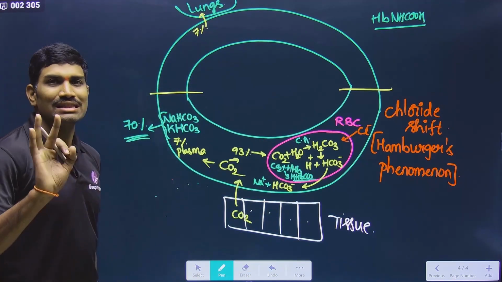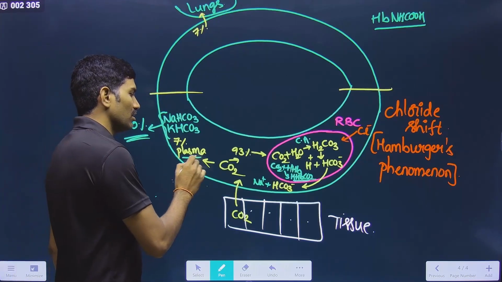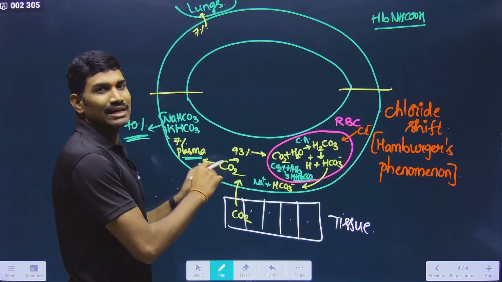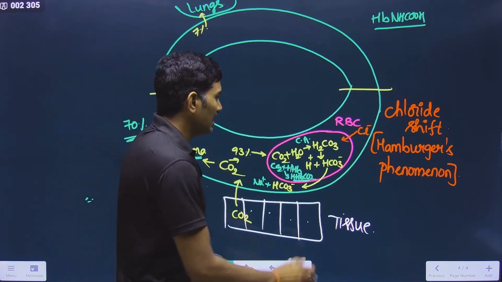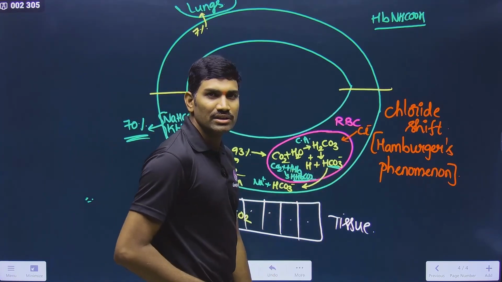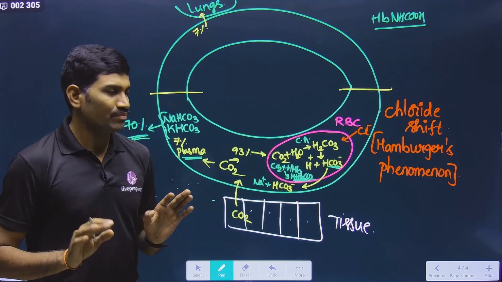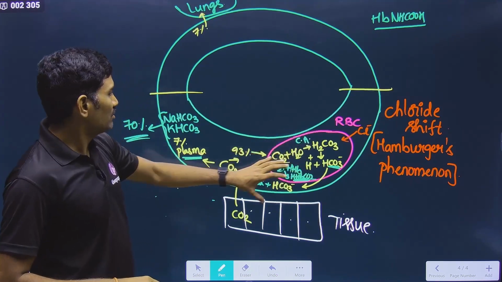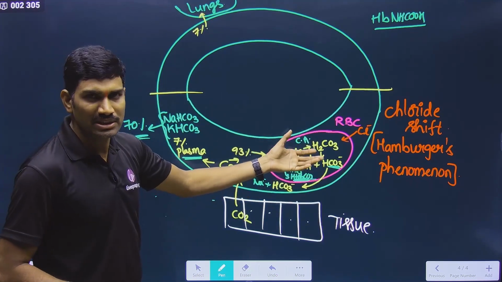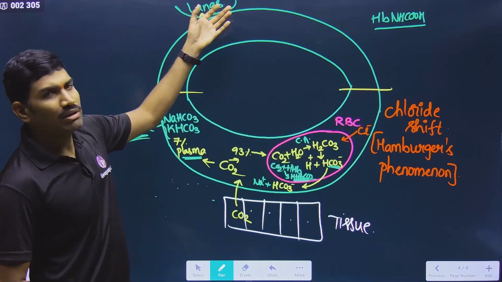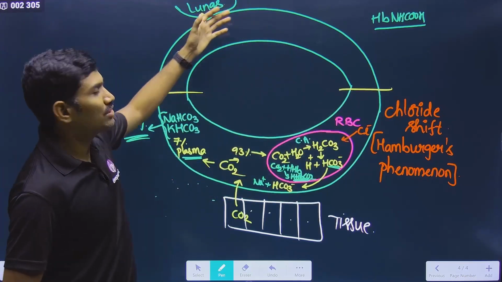So in this way a total of 3 mechanisms are there. One is the dissolved form, that is, it is directly dissolving in the blood plasma. The other one is in the form of bicarbonates, and the other one is carbamino hemoglobin. In this way, the blood and the RBCs are also going along with the blood flow to the lungs.